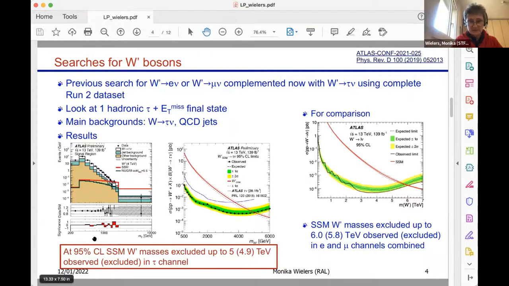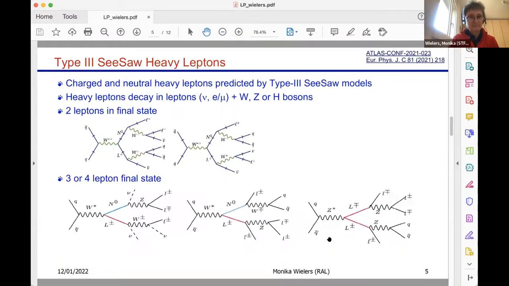We can now exclude a W prime boson, using the sequential standard model as a benchmark, up to a mass of 5 GeV. This compares pretty well with what we have seen in the electron and muon final states, where our combined limit was 6 GeV. So we are also doing very well here in the tau channel.